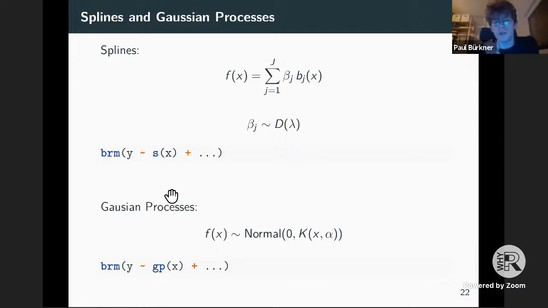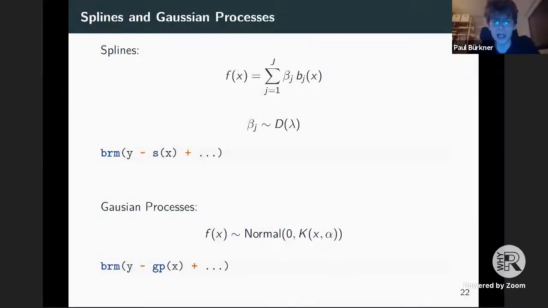So if you want to use a spline to predict y by x, you specify just y tilde s of x, and then you're going to be fitting a spline on x to predict y with some reasonable default options, and you can specify all the options you want using this s function. Of course, you can add a lot of other predictor terms, multi-level predictor terms, whatever you're interested in.